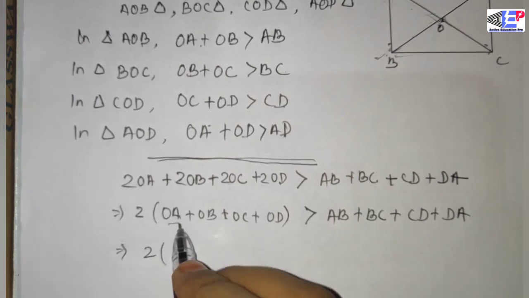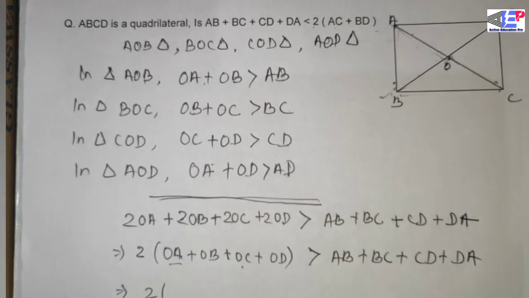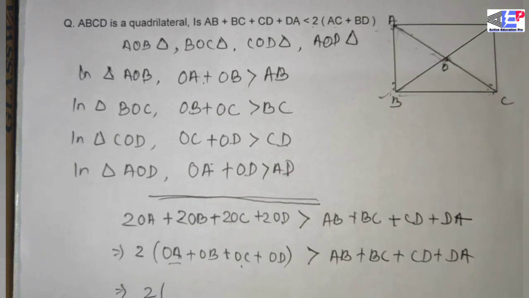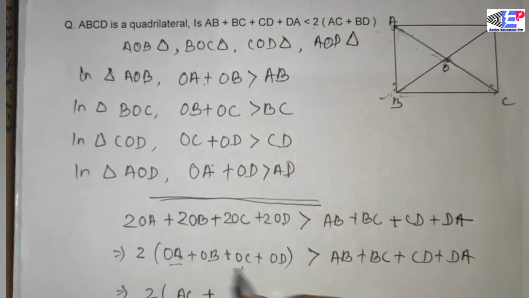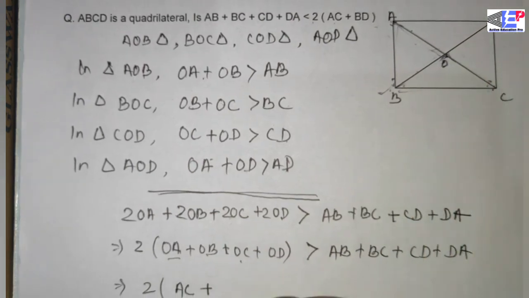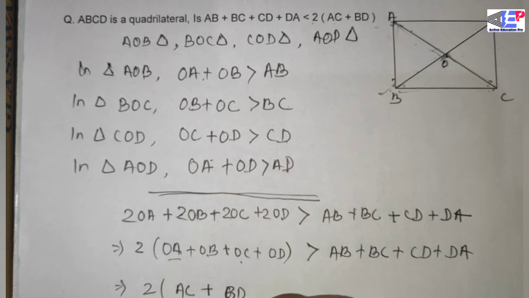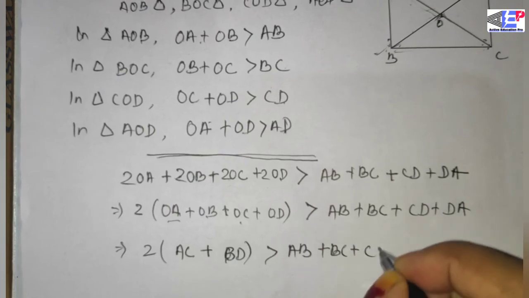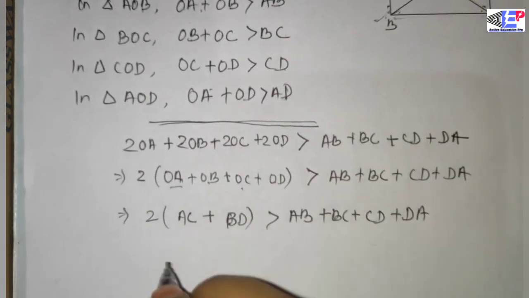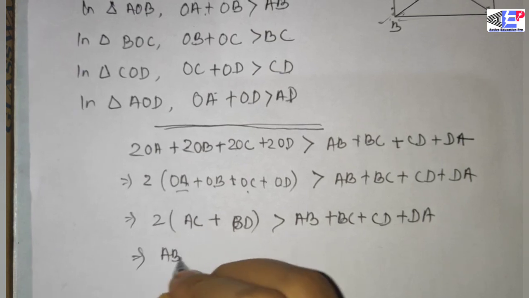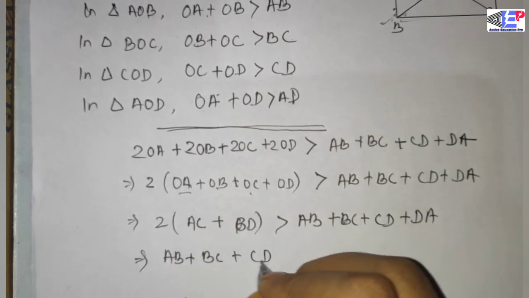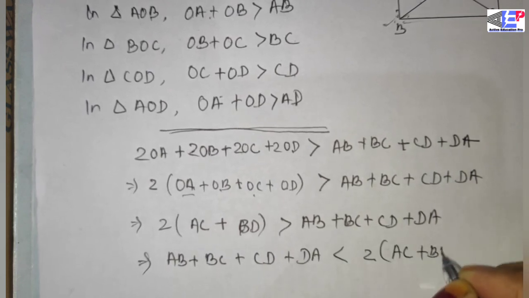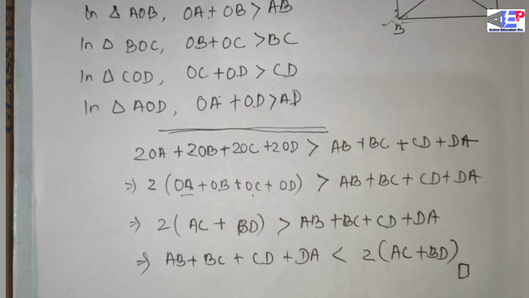Now OA with OC, look here at the image. OA with OC will be AC. Similarly OB with OD is BD. So 2(AC plus BD) greater than AB plus BC plus CD plus DA. You can transfer its position. You can write here AB plus BC plus CD plus DA smaller than 2 of AC plus BD. Hence proved.